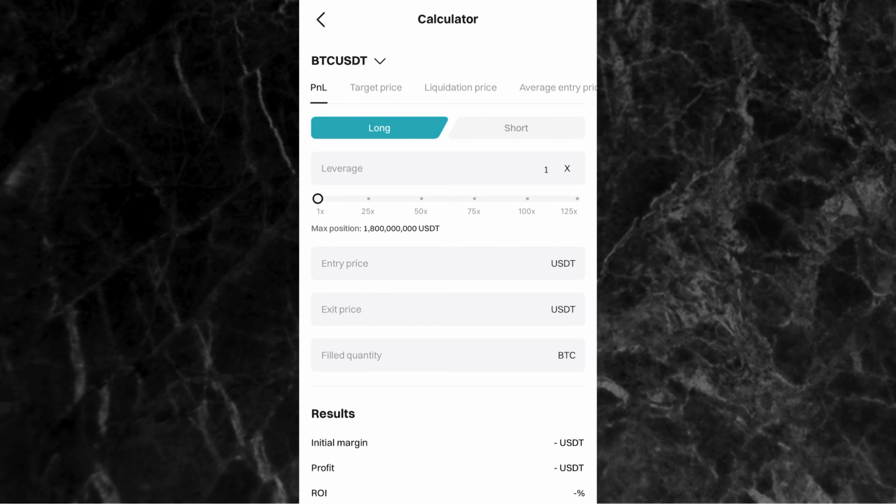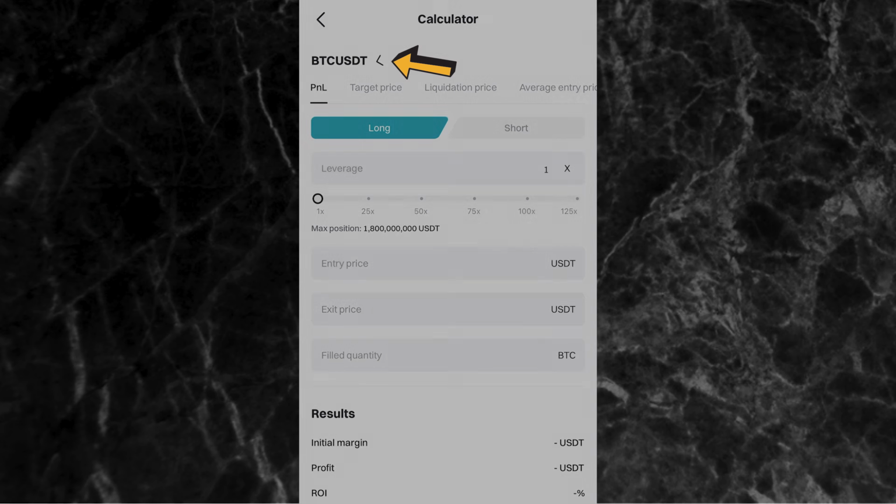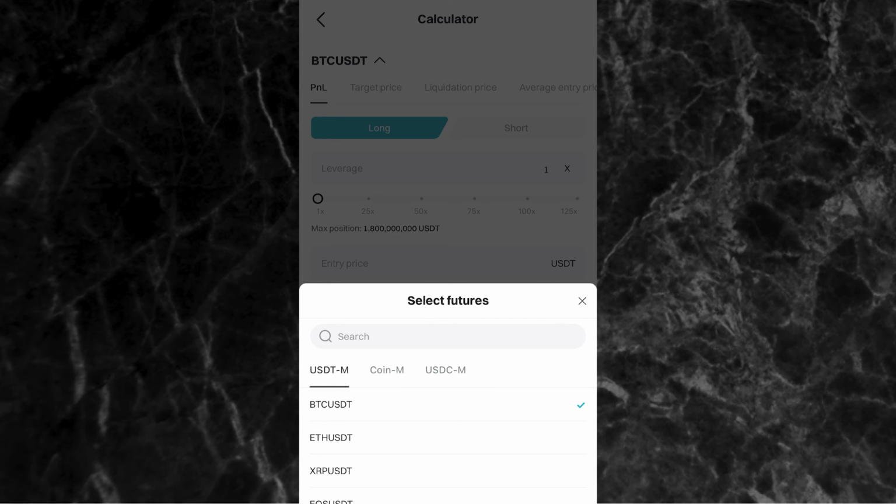Now, to calculate your profit and loss, the first thing you want to do is to pick the crypto pair you are trading. So right here, you can see it is on BTC USDT. So let's say it's another thing you want to trade. Let's say it's ETH. Just click on this drop down arrow beside it and look for the pair you want to trade. So for me, let's say I want to trade ETH USDT. I'll just click on ETH USDT right here.